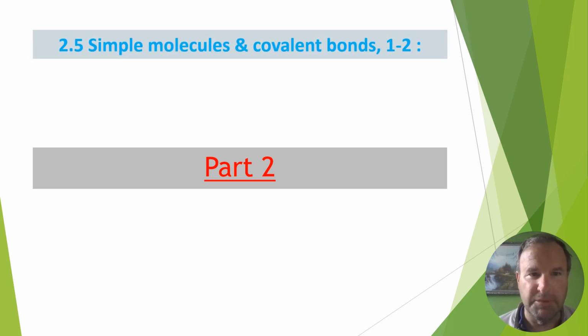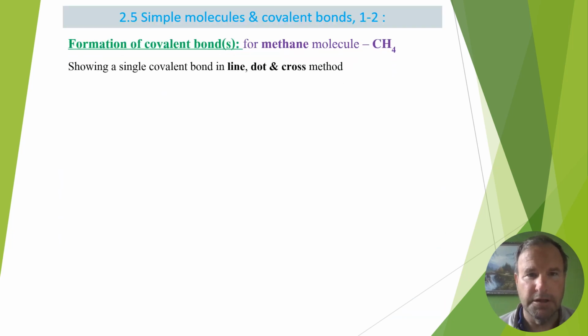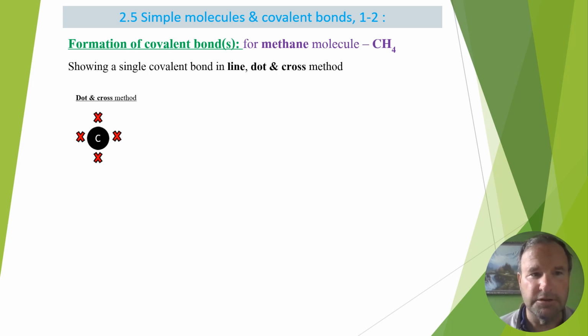Back to simple molecules and covalent bonds with the learning outcomes 1 and 2. Okay, welcome to part 2. Here's some more simple molecules, called the methane molecule. We'll show the dot and cross method here.